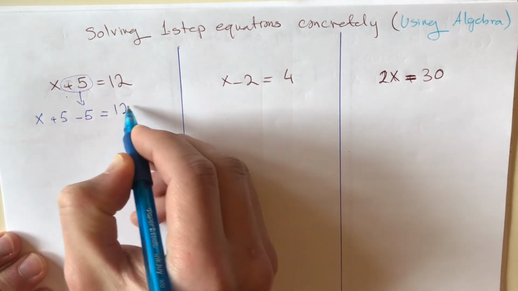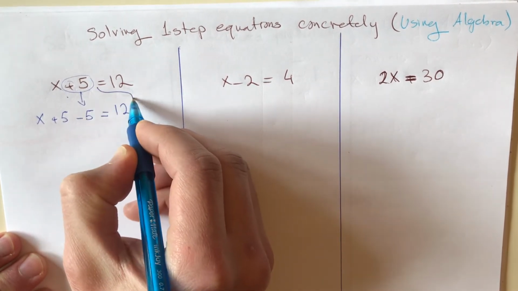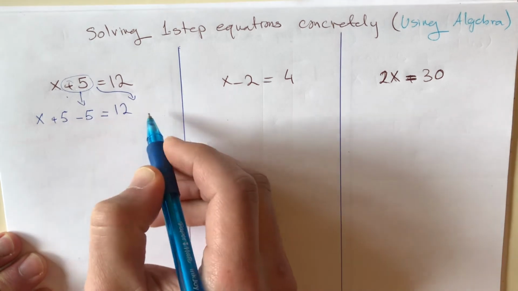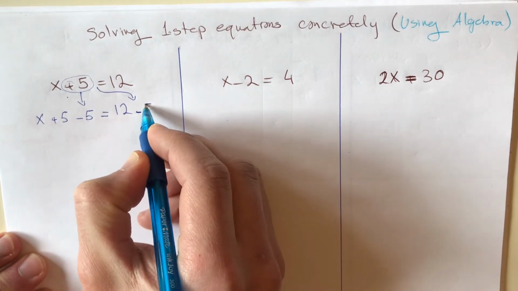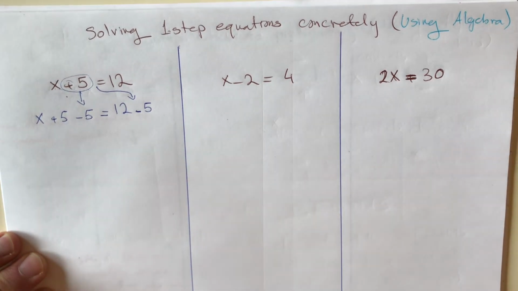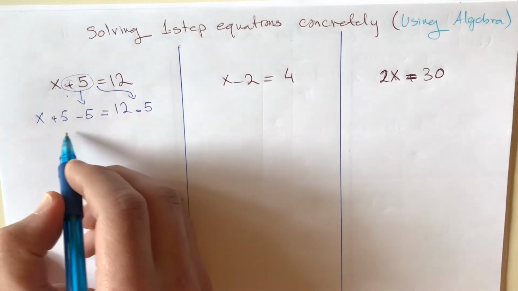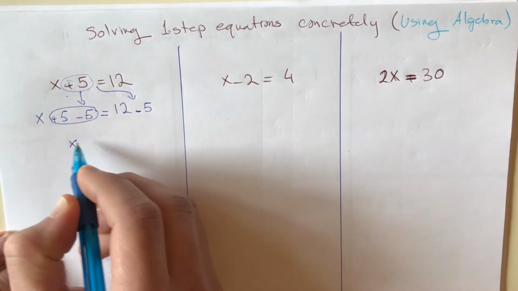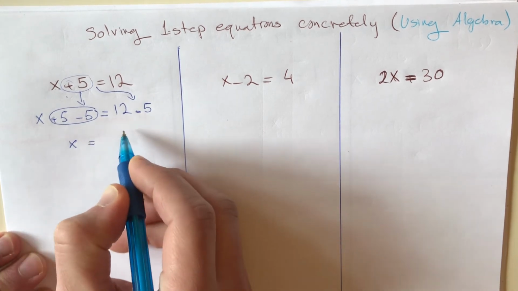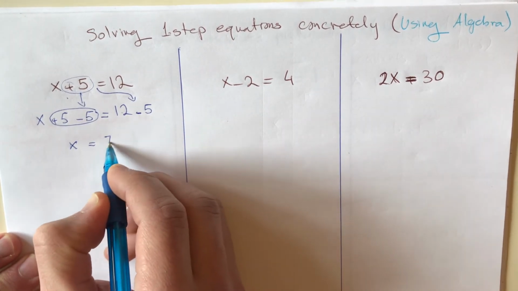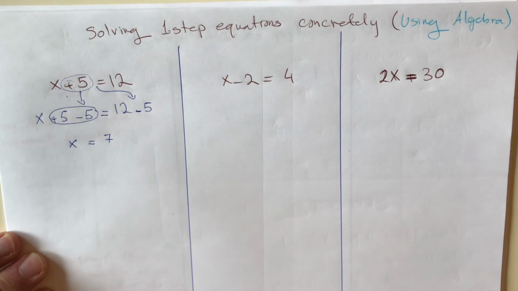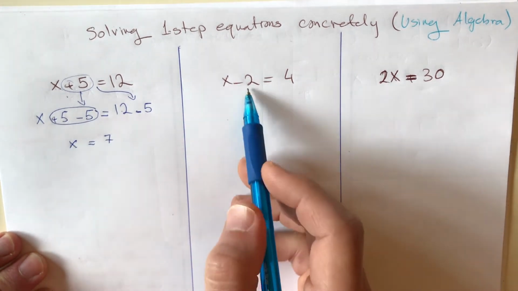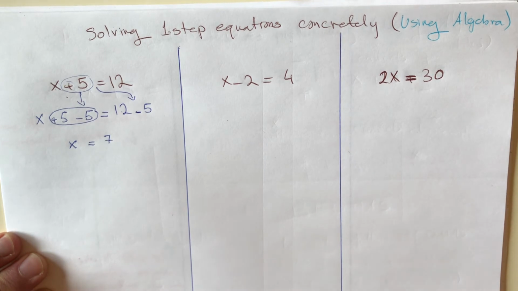And what you do to one side, you have to also do on the other side as well. So that plus 5 becomes minus 5. Okay? Now these two add up to 0. So you have x on the left side. On the right side, we have 12 minus 5, which is 7. And that is our solution. If you want to pause and try this example, you can do so.